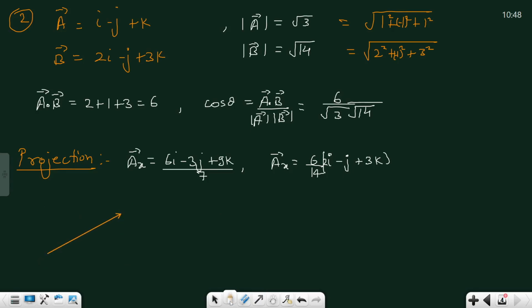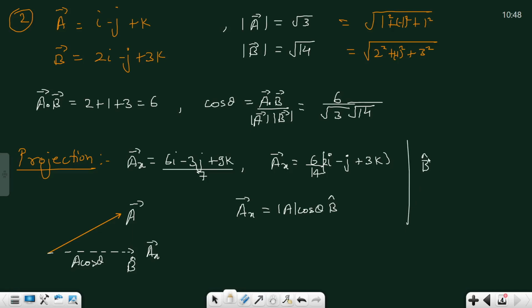Let's check once. This is the A vector. You just need to calculate the component of A along B. Component of A along B, so this is A cos theta. This will give you the AX vector. AX is along B, so you need A cos theta into the B unit vector. Unit vector of B will be 2i minus j plus 3k divided by the magnitude of B, that is root 14.